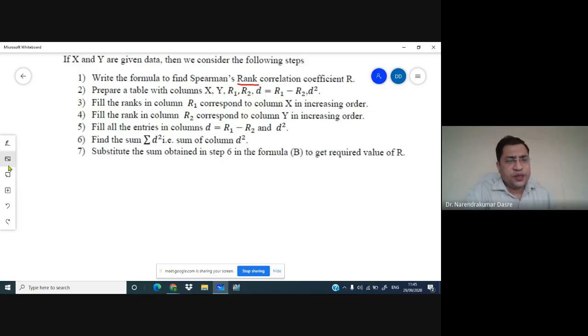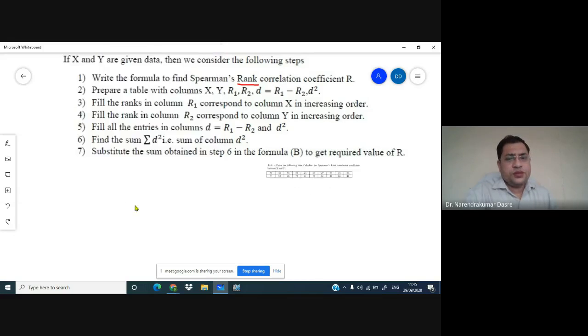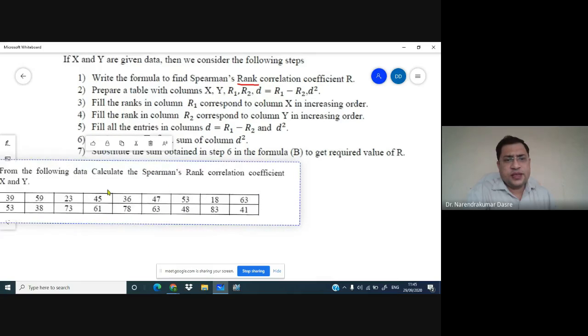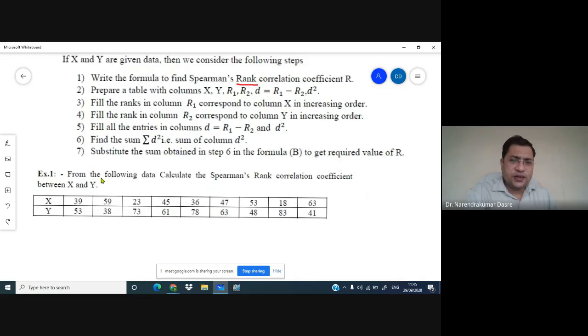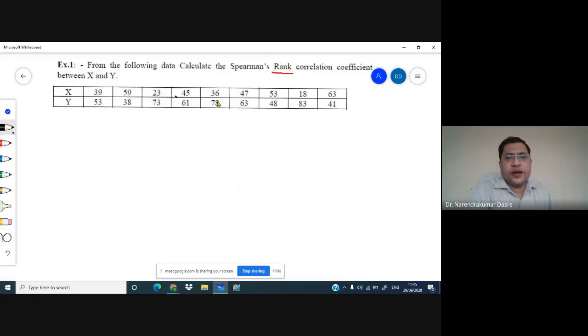Let us try an example. So let's have an example. Here it is given: from the following data, calculate Spearman's rank correlation coefficient. As I said, we have to be careful about this word rank. Once there is a rank, that means this is going to be a capital R. So we have to calculate the capital R now. Let us see. So we go with the solution.